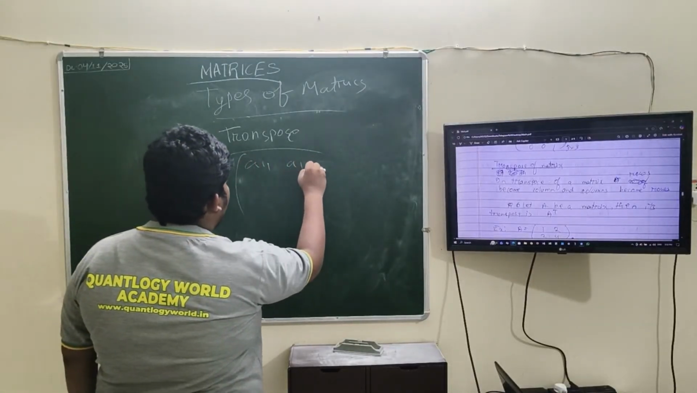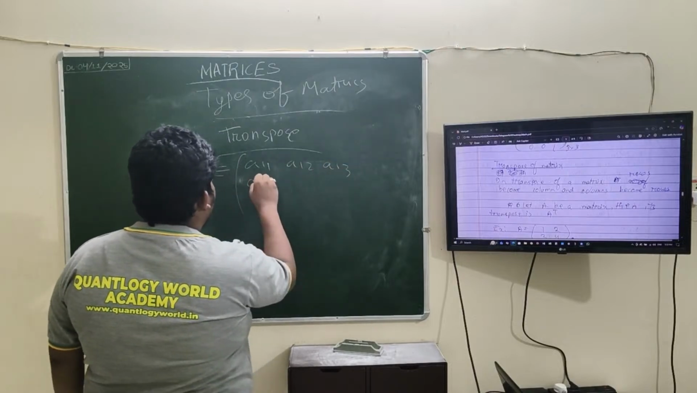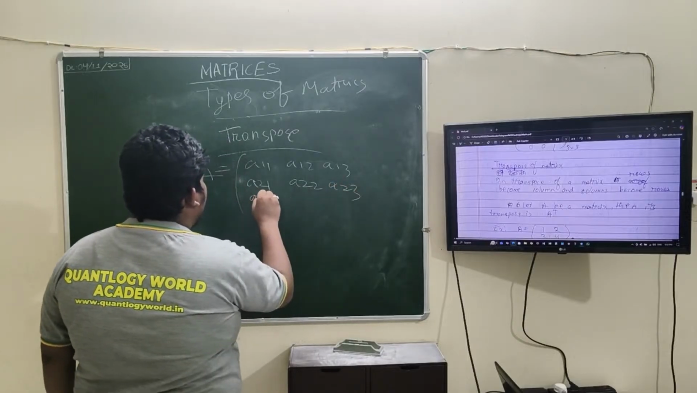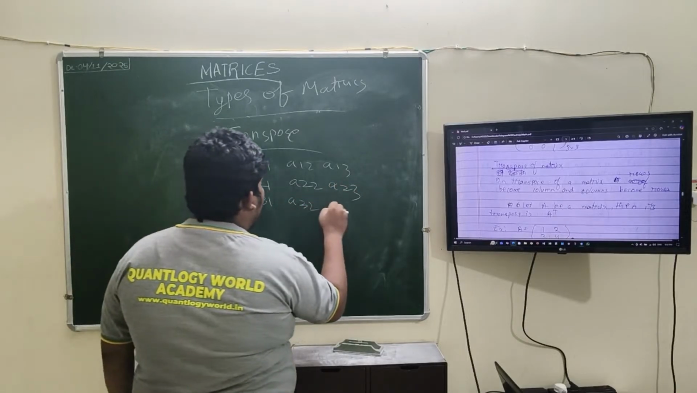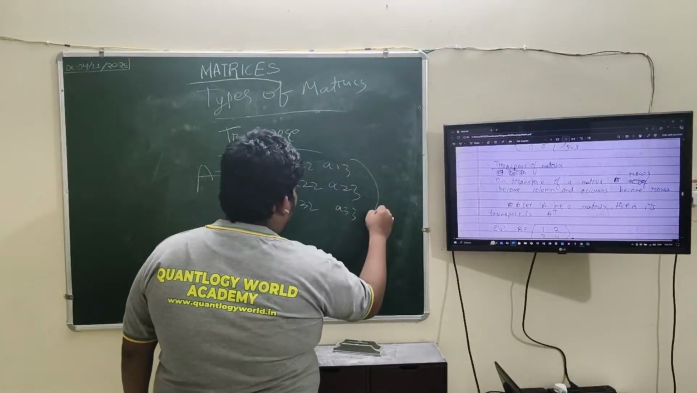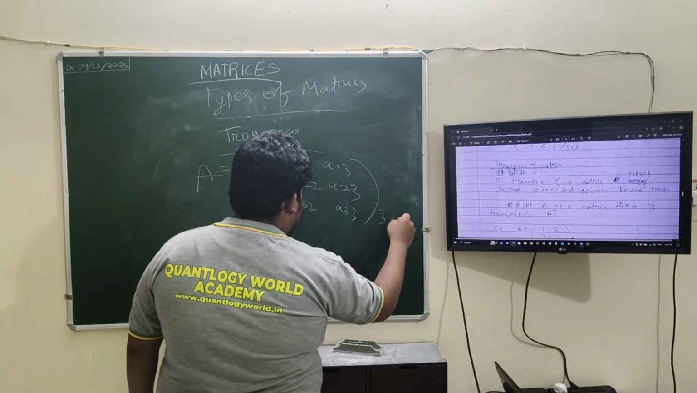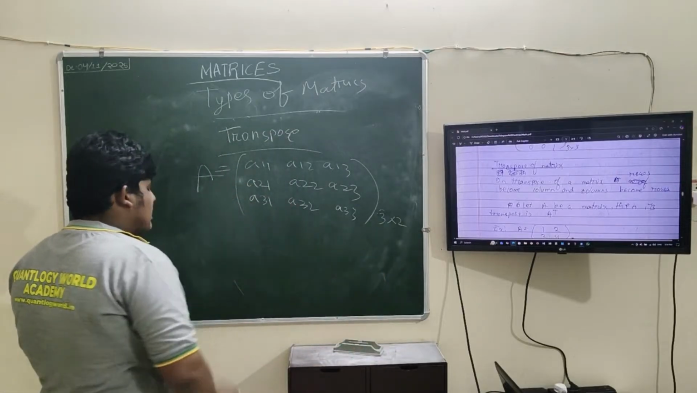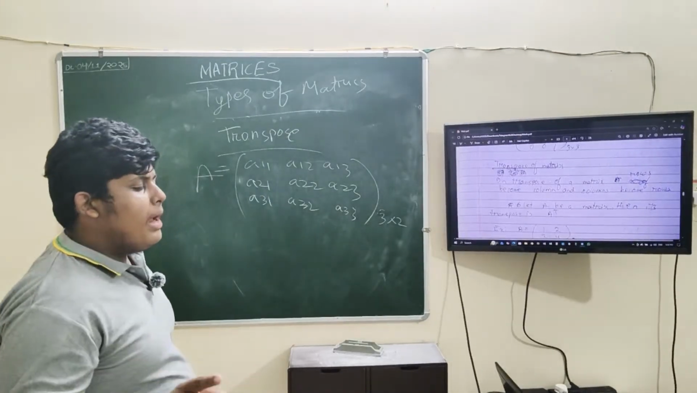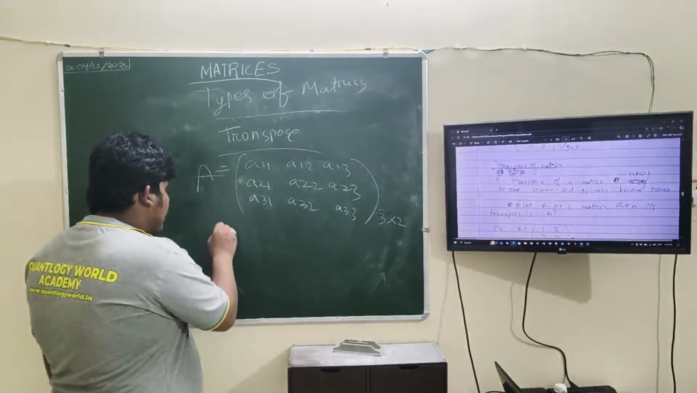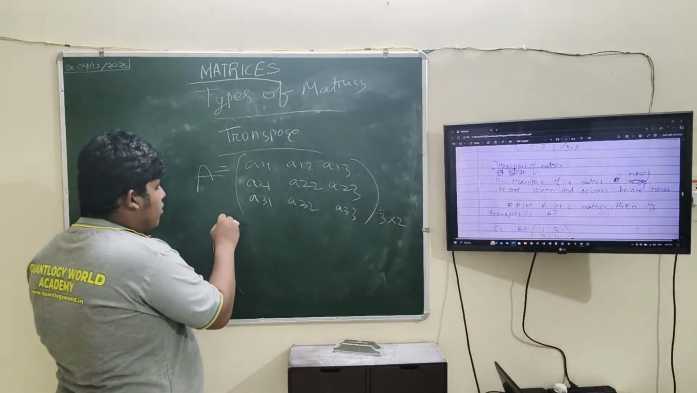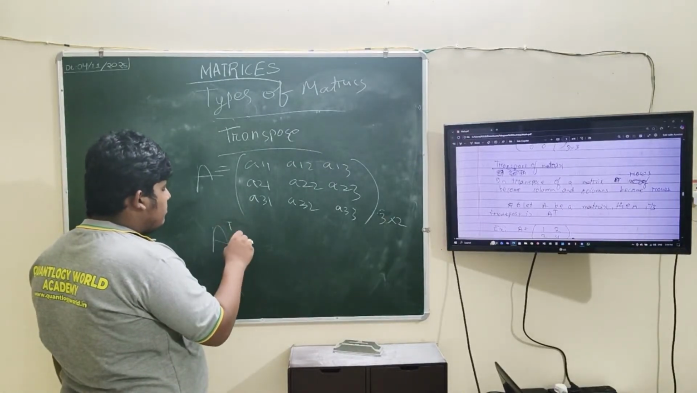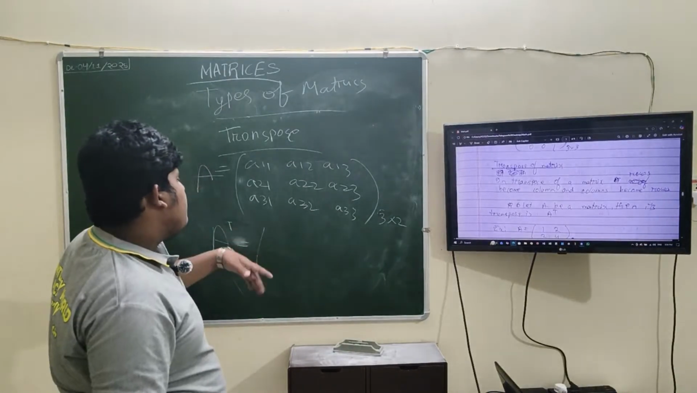Let's give an example. A11, A12, A13, A21, A22, A23, A31, A32, A33. The order of the matrix is 3 cross 3. Then what will be the transpose of the matrix? First of all, the transpose of matrix A is represented as capital A with a small superscript t, capital letter T but small. Then how will we write the transpose of A?